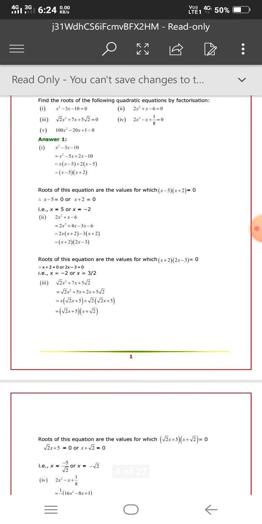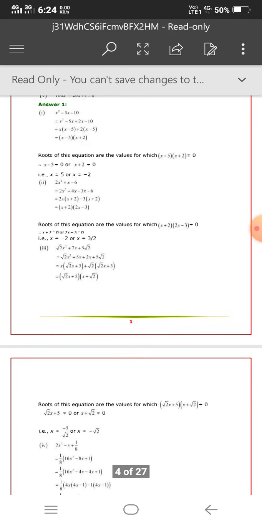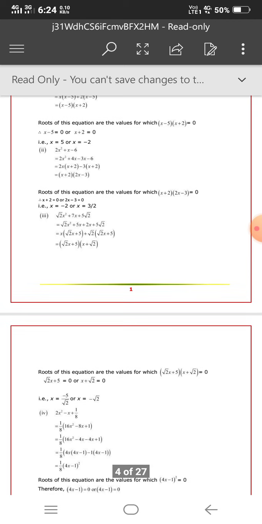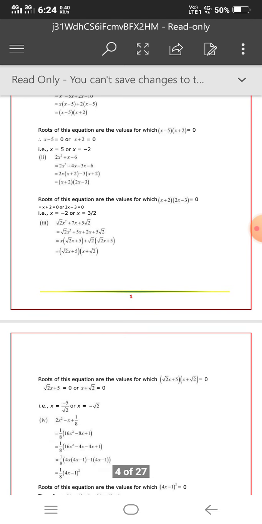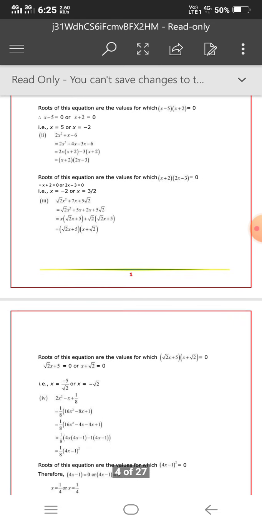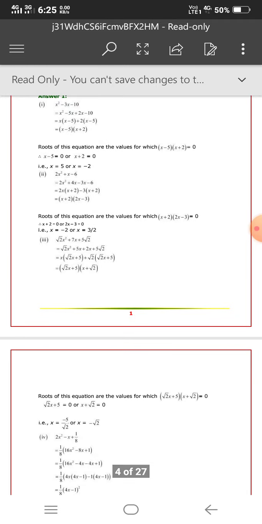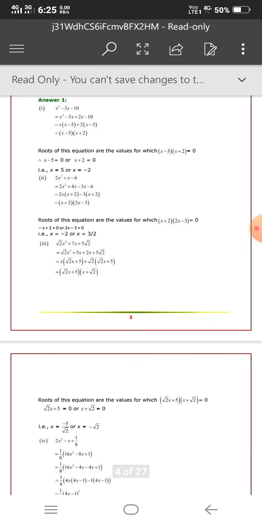So this equation will be equivalent to x minus 5 into x plus 2, and we know that p into q equal to 0 implies p equal to 0 or q equal to 0. So you can write x minus 5 equal to 0 or x plus 2 equal to 0. This gives you x equal to 5 or x equal to minus 2, and these values of x are called roots of this equation.